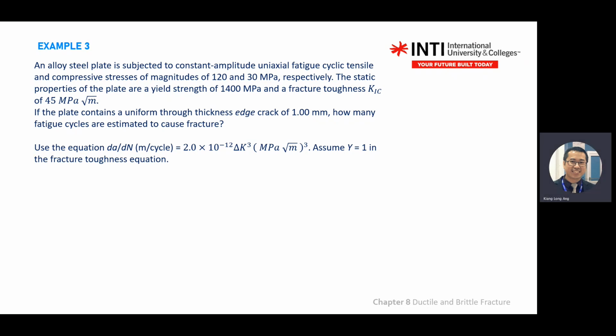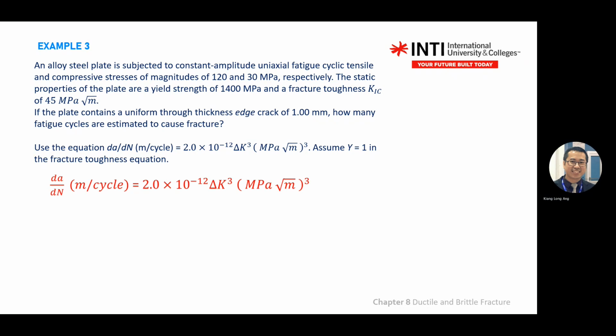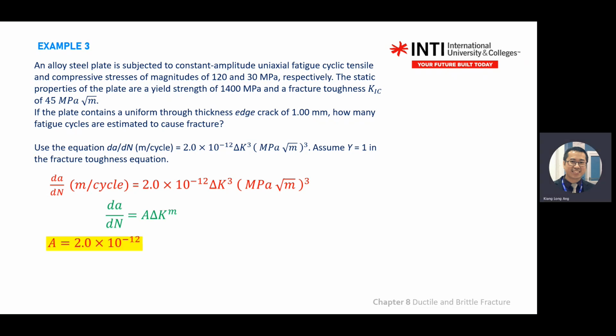So it will give you the equation. By this equation, assume Y equal to 1. So you pull out the equation: dA over dN equal to 2 times 10 power negative 12 delta K cubed, megapascal square root meter cubed. The one in the bracket is a unit. So you recall the fatigue equation, dA over dN equals A delta K to the power m. Your A is a constant value, 2 times 10 power negative 12.